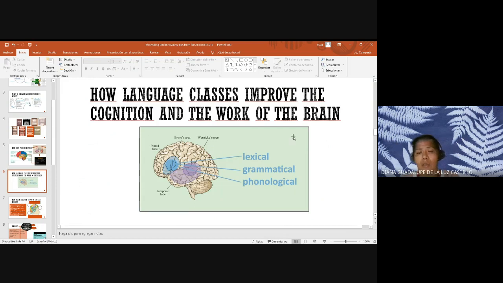When we promote vocabulary, we are working with the Broca area, and we are fortifying the Broca area by playing activities related to vocabulary. When we are playing with grammar and when we are teaching grammar, we are also working to fortify the Broca area. When we're doing the phonological exercises that we have in the class, we're also fortifying the Broca area.